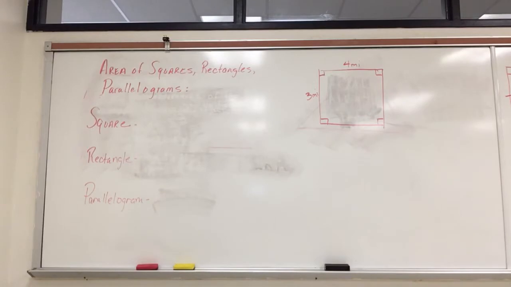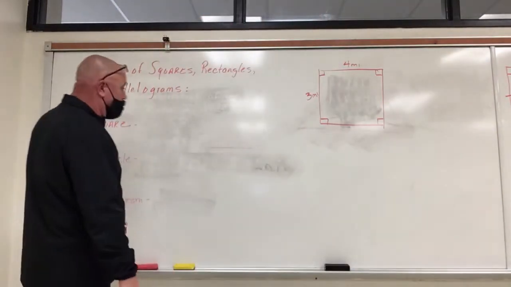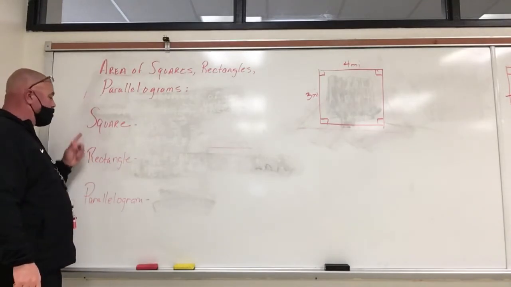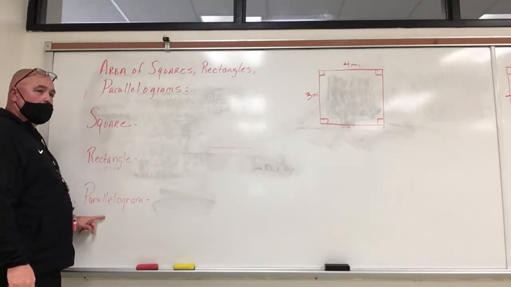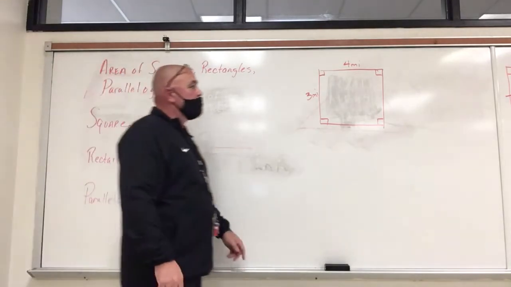Today we're going to talk about the area of 3 different figures. They're all 4-sided figures. We're going to talk about the area of the square, rectangle, and parallelogram, okay? Let's do the first one first. Okay, here I have a square.